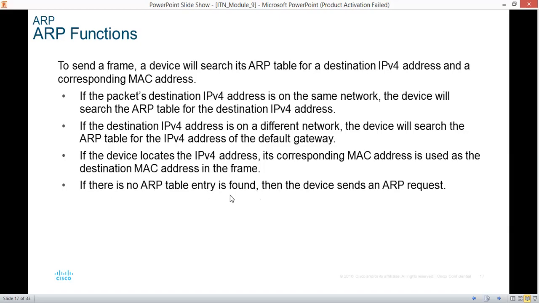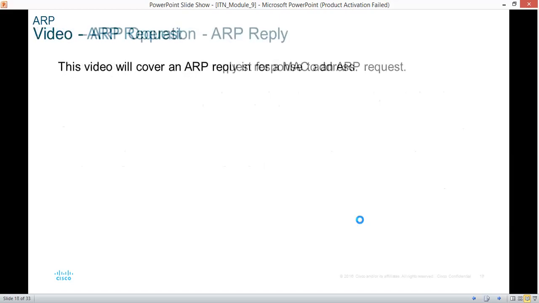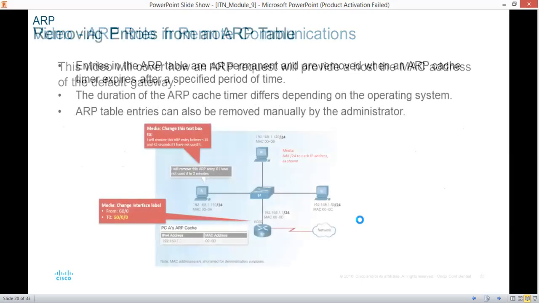Remember, when we talk about a frame, we're talking about your data having its header and trailer. If no ARP table entry is found, then the device sends an ARP request. There's a video for you to watch. I advise you to watch the video.